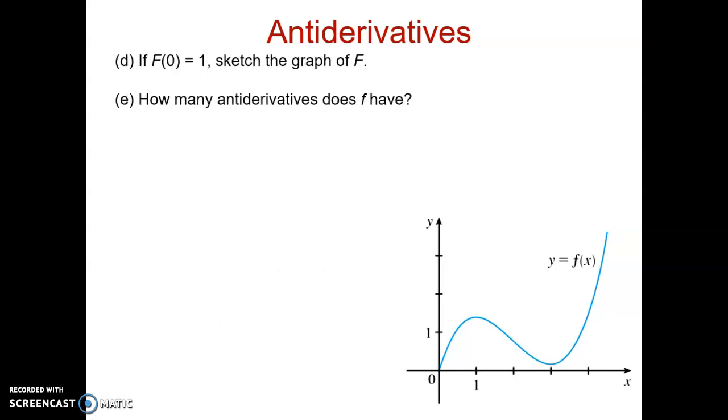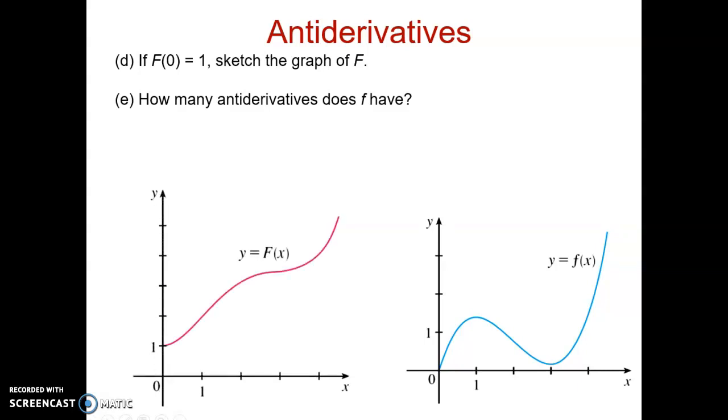If capital F of 0 equals 1, try to sketch a graph of this function. Well, what did we say? We said that the function capital F is increasing throughout because the derivative curve, little f, is always positive. We know that we're increasing and concave up till about 1. We're increasing and concave down till about 3. And then we're increasing and concave up again.